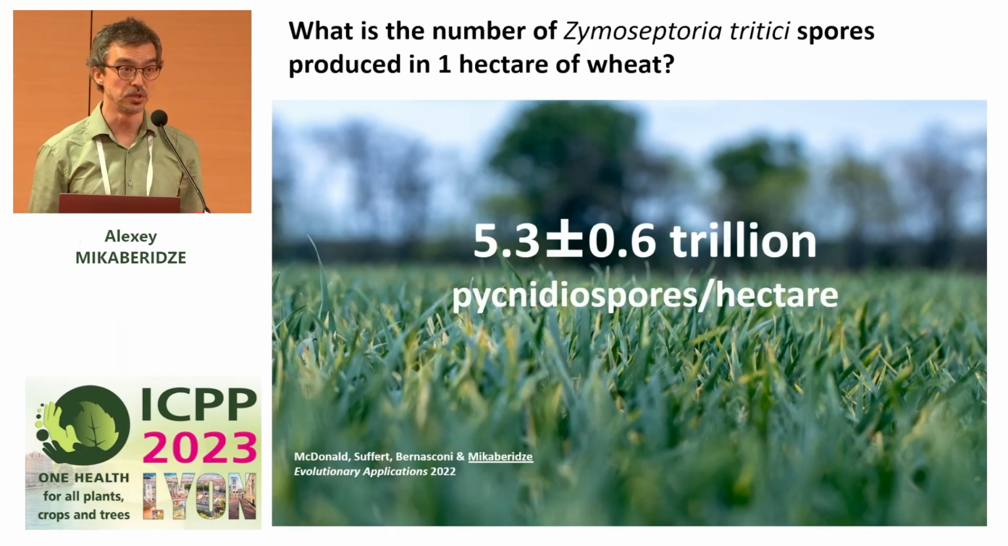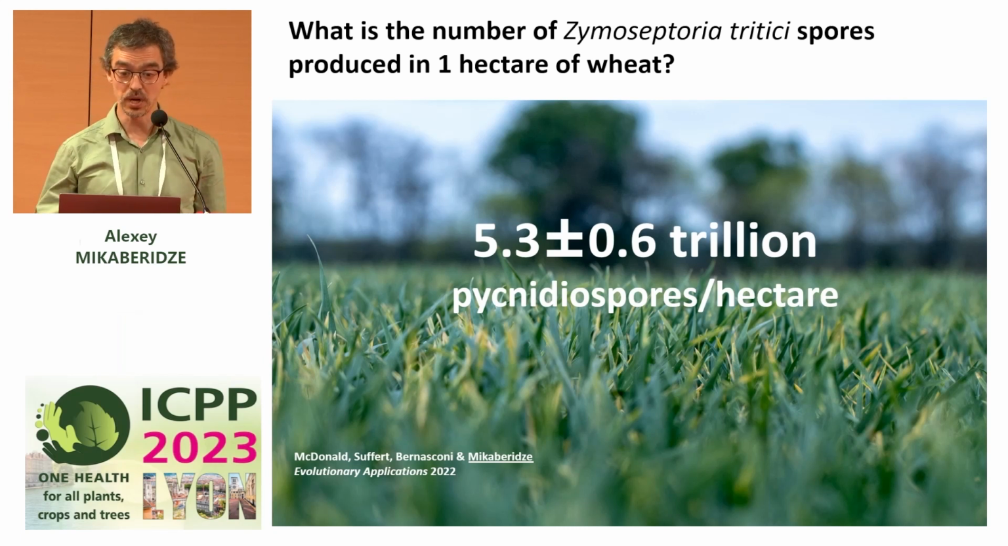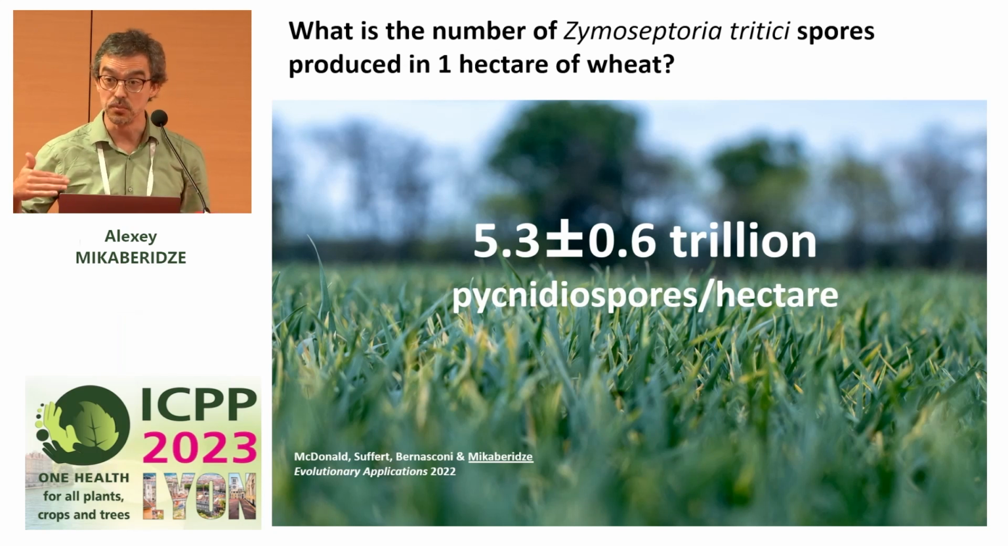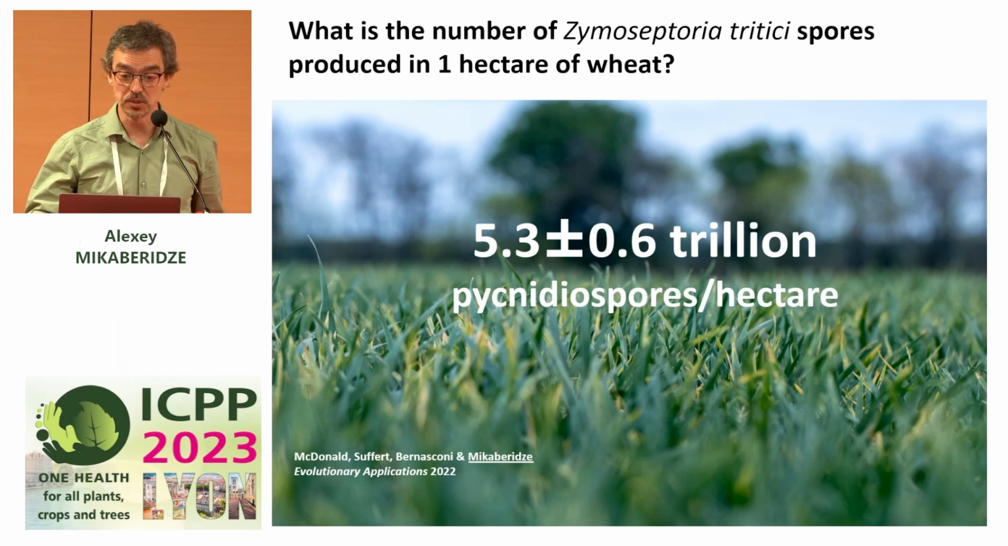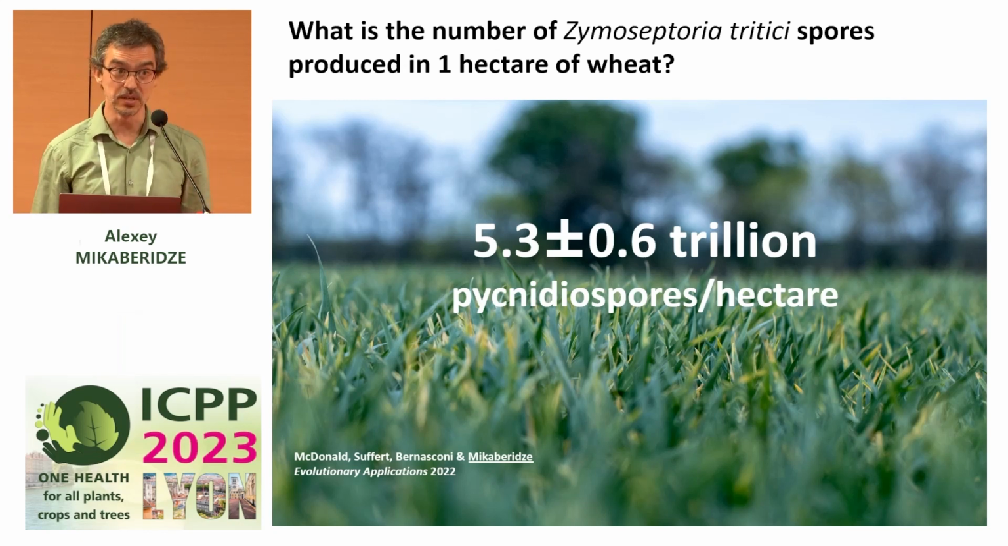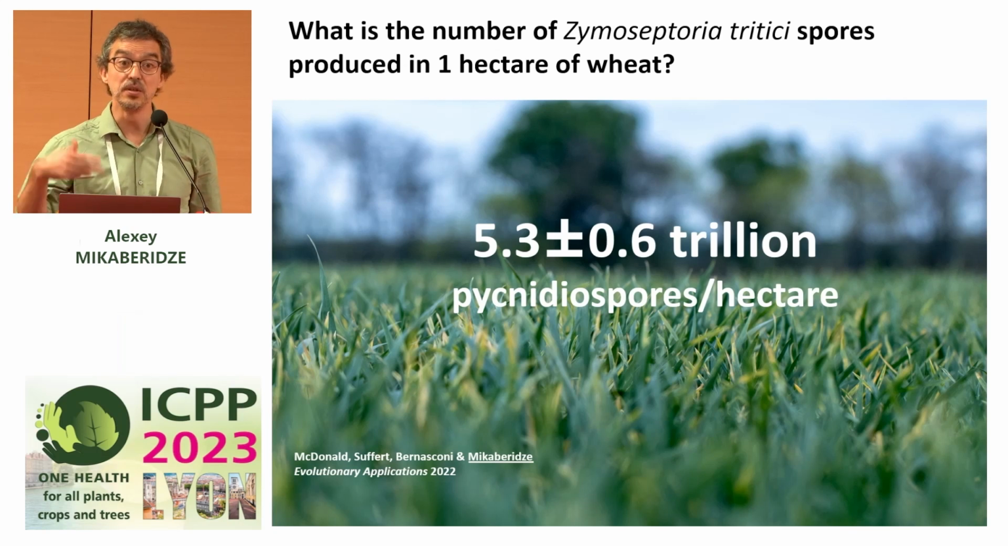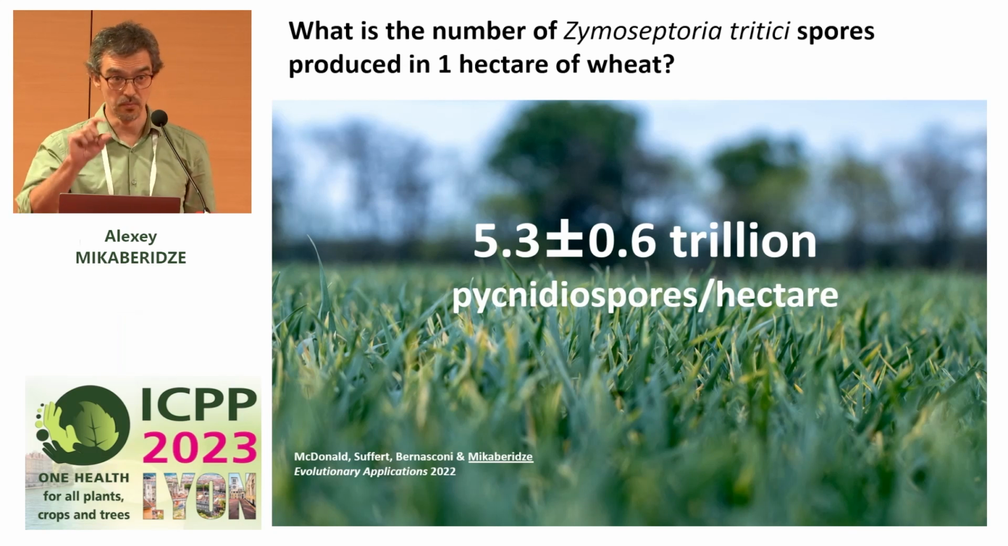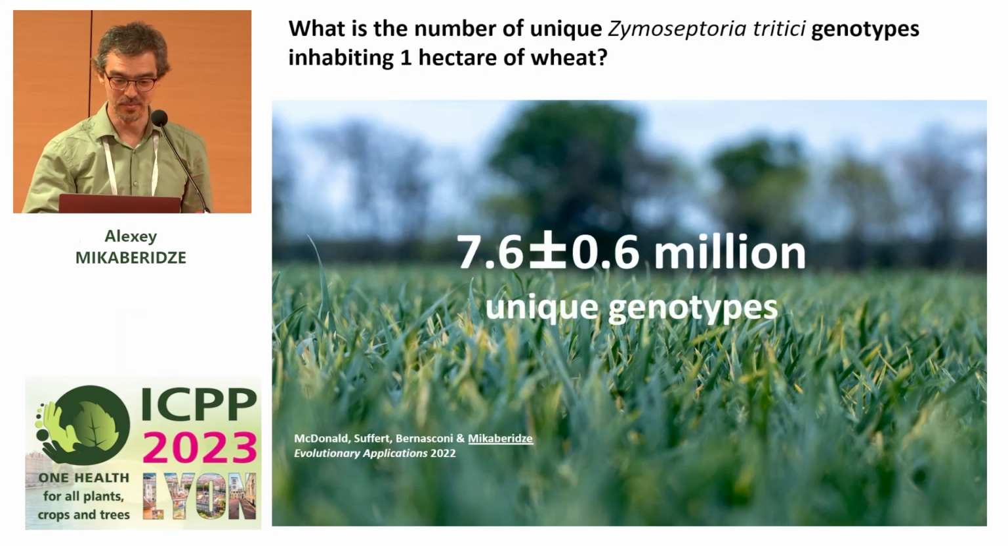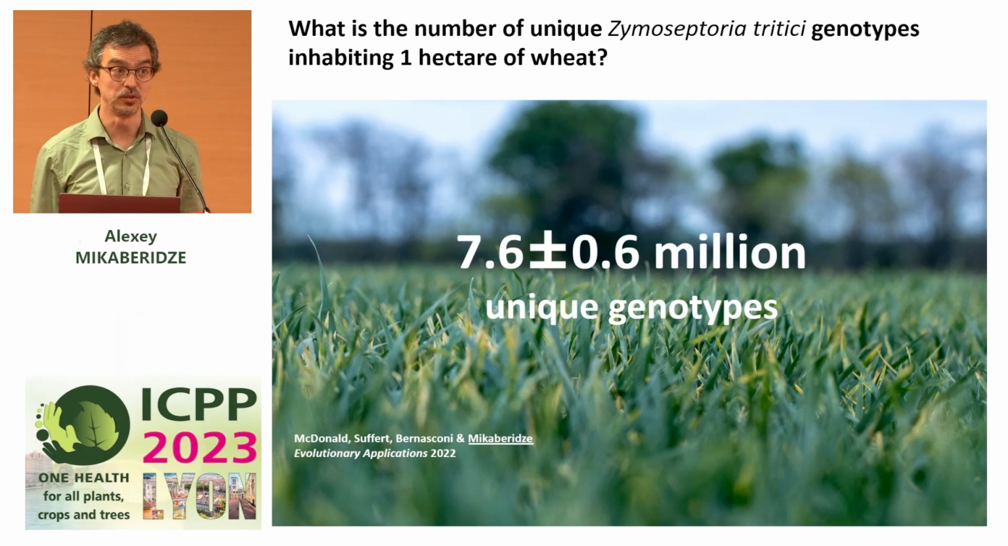One of the biggest challenges when we're trying to control Septoria tritici in wheat is that the pathogen has extremely large and diverse populations. We have recently estimated that in a single hectare of wheat, even in a moderate epidemic year, the pathogen produces more than 5 trillion pycnidiospores. This is an incredibly large number, a lot of zeros. And these are produced by almost 8 million unique genotypes, which all inhabit this single hectare of wheat.